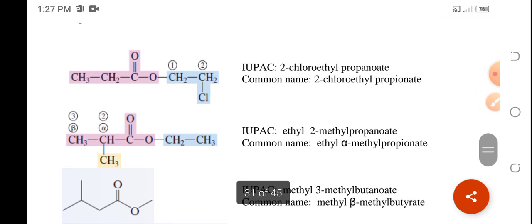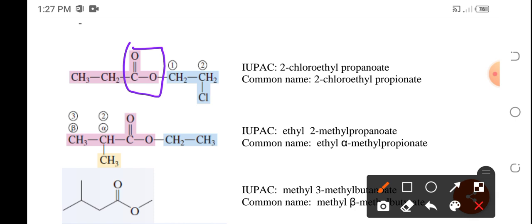Okay, another example. The hint here in naming esters is that you have to find the C double bond O. So you locate the C double bond O and the O. The oxygen will determine where the alcohol part is. So we reference the oxygen; of course, what is beside it is always the C double bond O, and the series of R. Okay, the series of R will definitely always be the alcohol part.